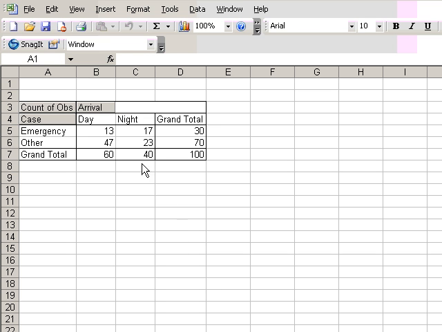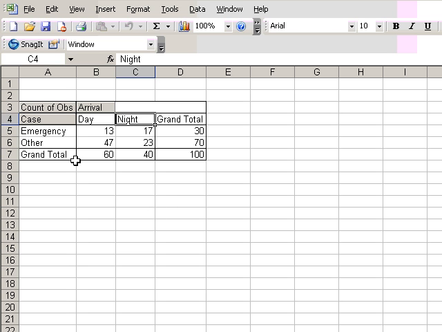Now that we've created this contingency table, we can proceed to the calculation of the chi-square statistic. The chi-square statistic is based on the implicit null hypothesis that, in this case, whether someone arrives for an emergency or other is independent of whether they arrive during the day or during the night. And we will test that implicit null hypothesis against the alternative that they are not independent by using the chi-square statistic.